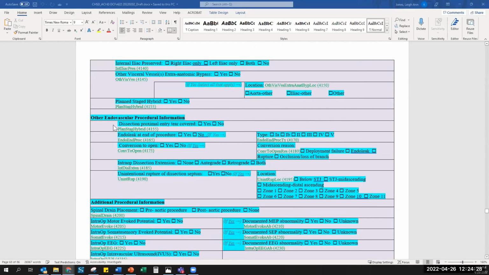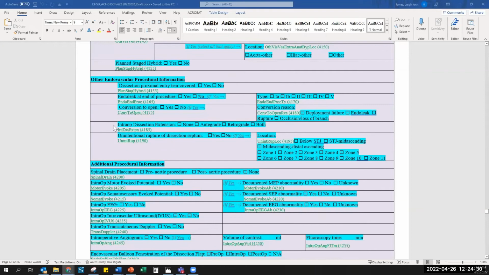So some other endovascular procedure information that we would like to collect on this: dissection of the proximal entry tear covered. That's a mouthful. What does that mean? Basically, we want to know whether the proximal entry tear was covered. Is the so-called primary tear of the dissection fully covered by the aortic endograft?